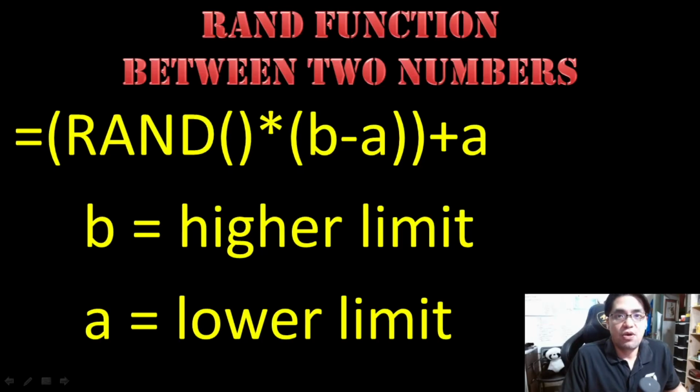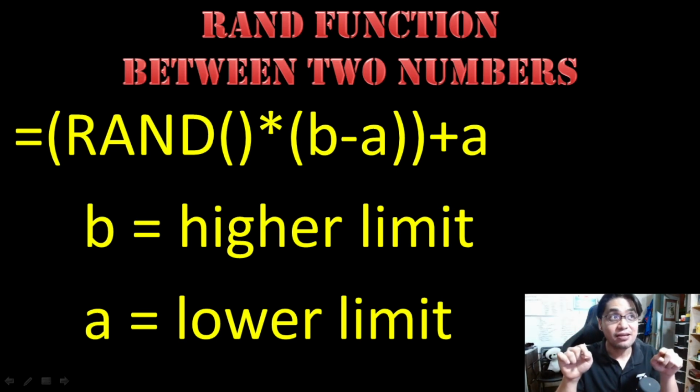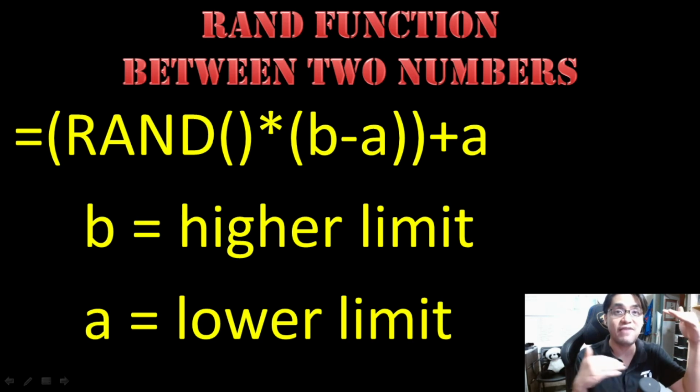So for this step, when you want to assign a random number, but instead of having the number be between 0 and 1, you want the numbers to be between 2 numbers, this is the formula. You have equals, open parenthesis, RAND, open close, times B minus A, enclosed in parenthesis, plus A. So what you're essentially doing is random number times quantity B minus A plus A. B in this case means the higher limit, in other words, the higher number that you want to be the limit of the randomness, and A is the lower limit.